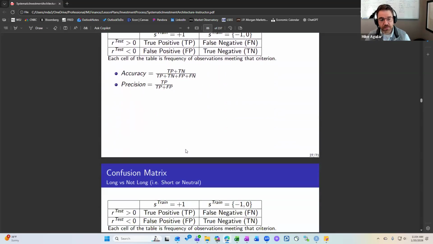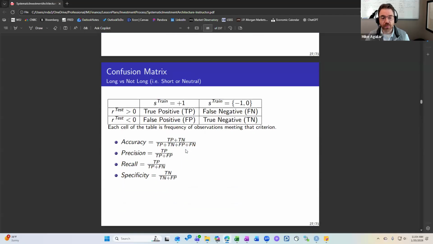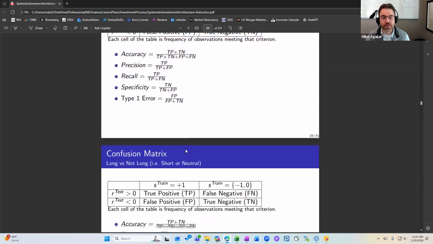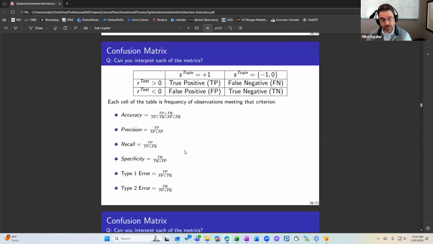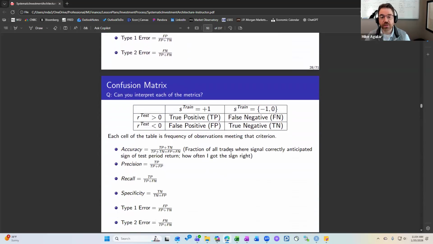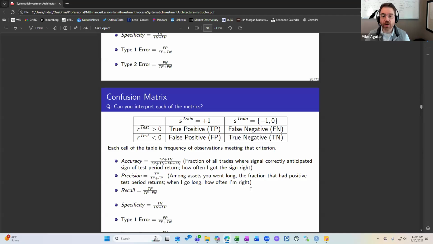Then there's precision, recall, specificity, type 1, type 2. Now, to interpret the rest of them, I have some presents for you. Which we can do is the fraction of all trades where the signal correctly anticipated the sign. How often I got the sign right. See if you can do the precision. It's using in the numerator TP, that true positive, as a function of not everything, as a function of only TP plus FP. So what's going on here is, when I go long, how often am I right?